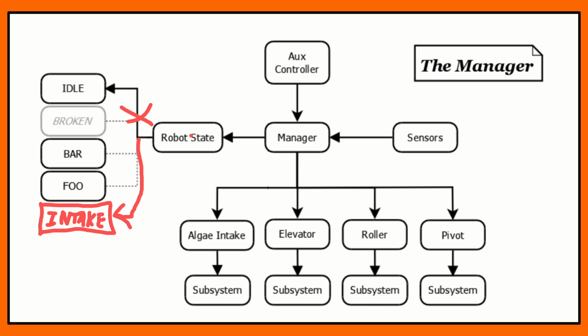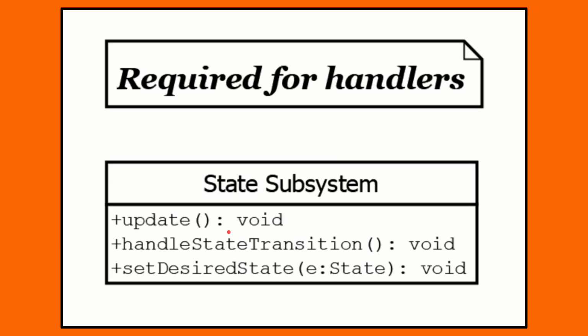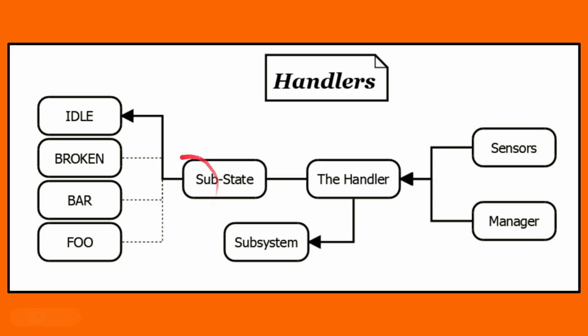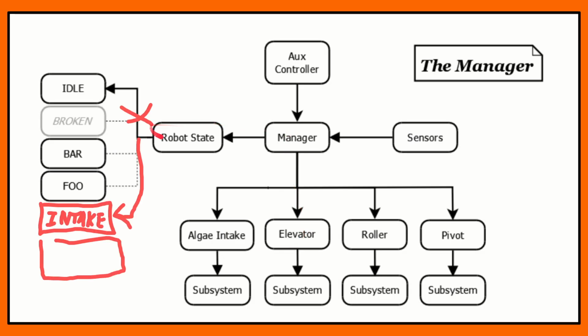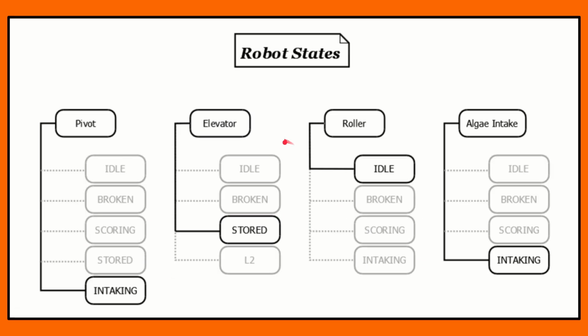So once the robot state is in intake, it's going to update everything, and it's going to update all of these guys when we handle that transition to the intake state. Every single handler is going to have the set desired state method called on it, and all of them are going to change their subsystem states and change the way they're controlling that subsystem. So when the state comes, all of these are managed by the one manager.